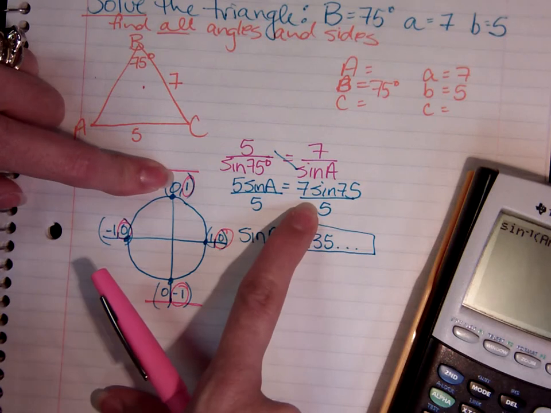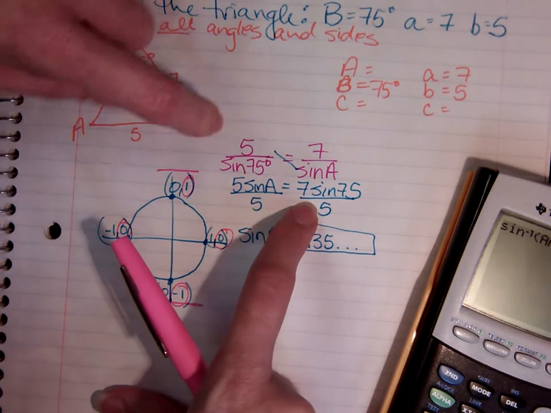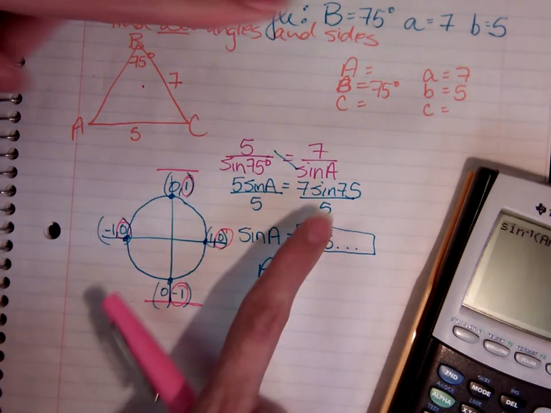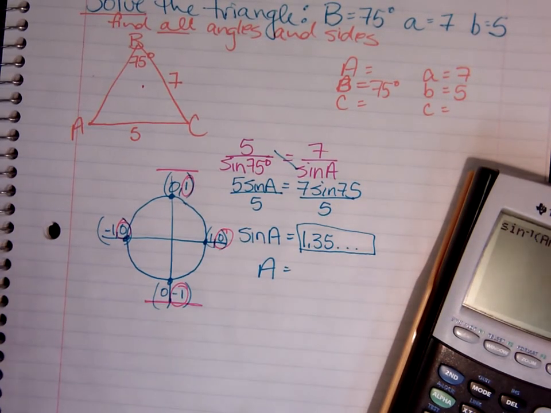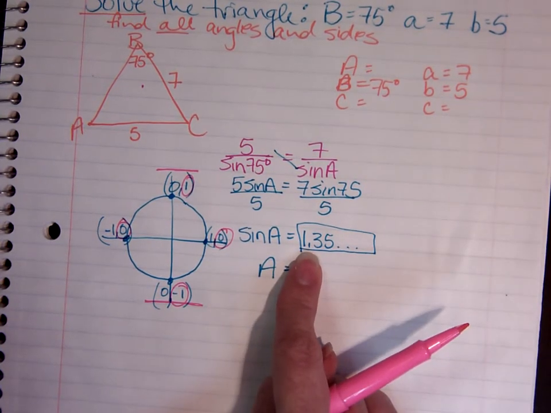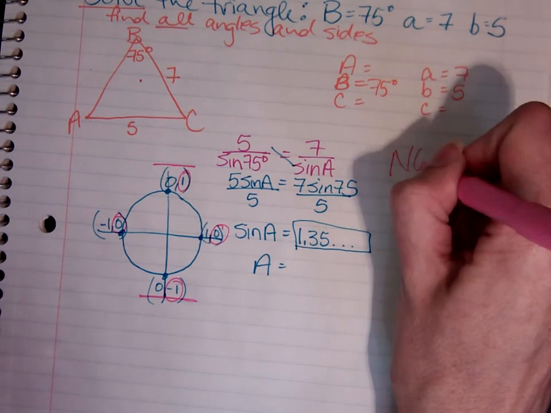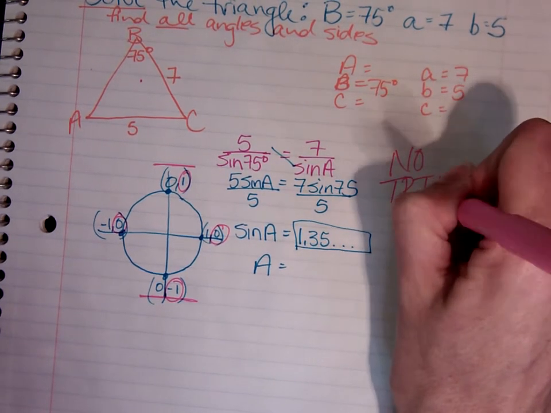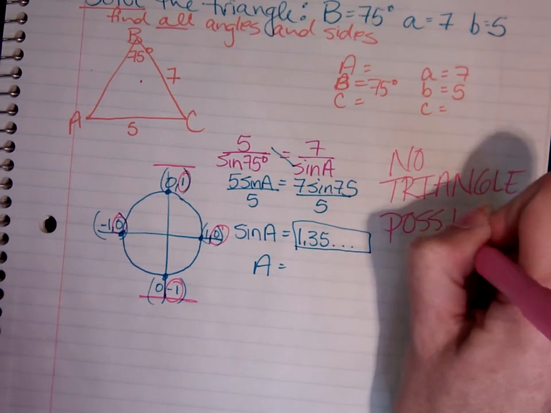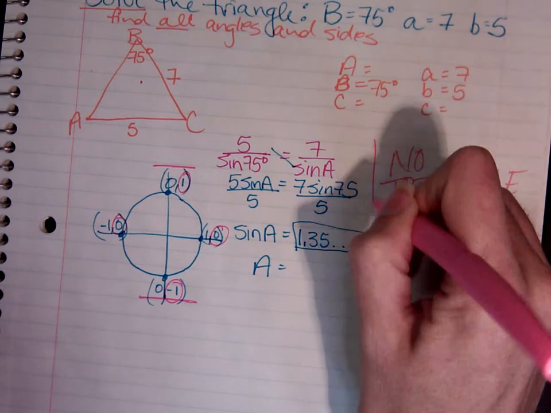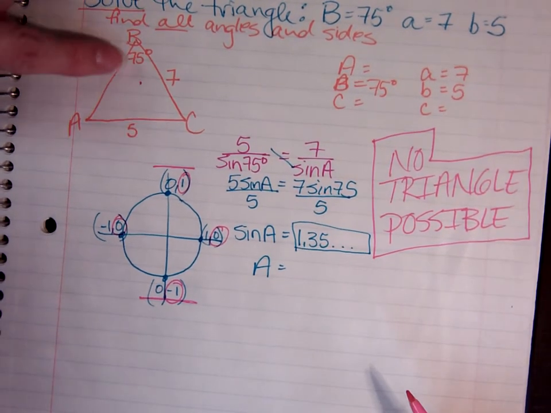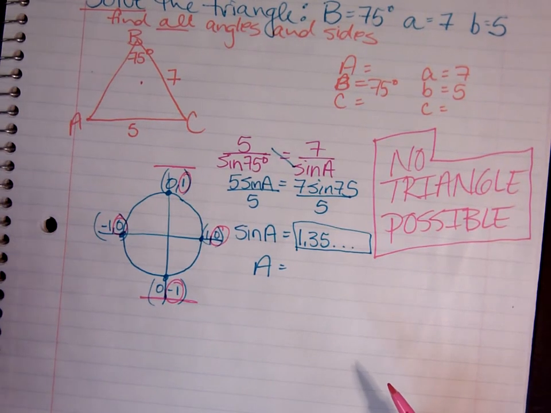Well, did we mess up this part? No, it's set up correctly. This is side B, this is angle B, this is side A, this is angle A. So what this tells us when we get that domain error right there, and I know that it's impossible to have sine more than 1, is that there is no triangle possible with those measurements. There is no way to have this set up and be able to form an actual closed triangle.